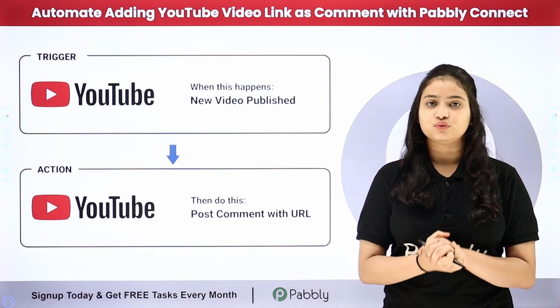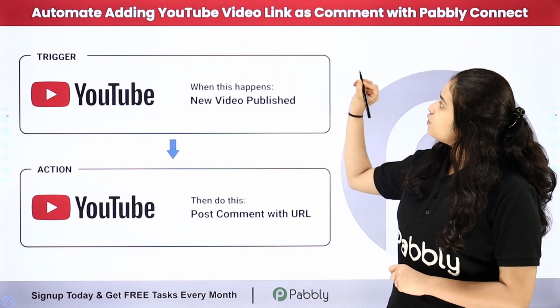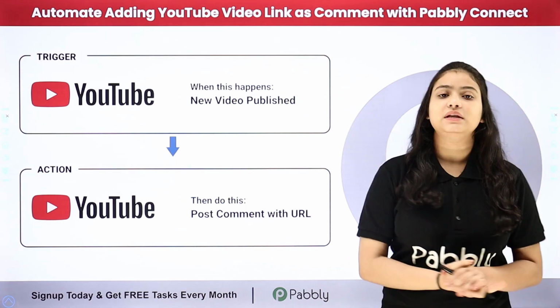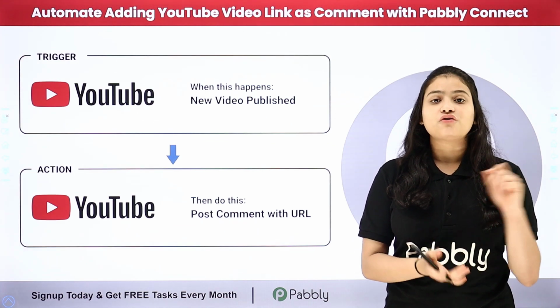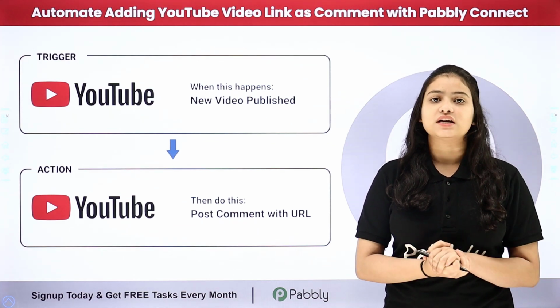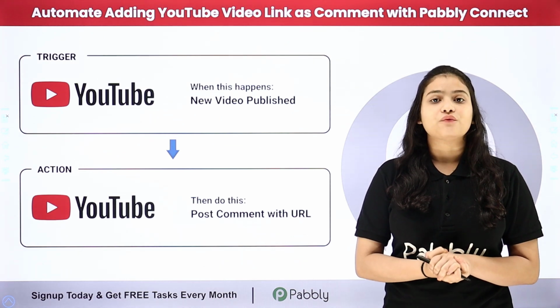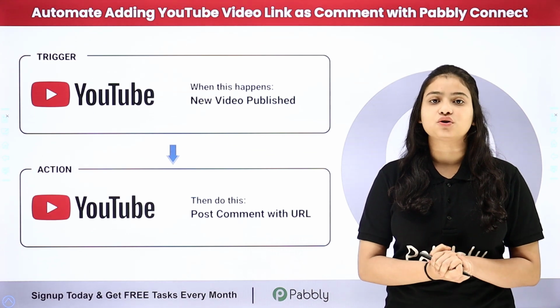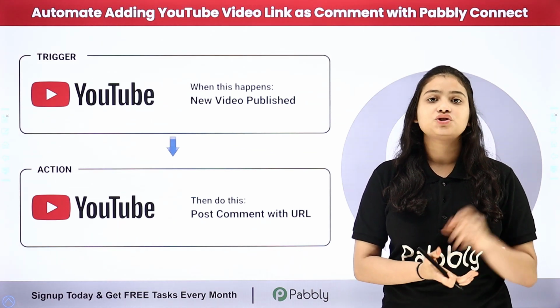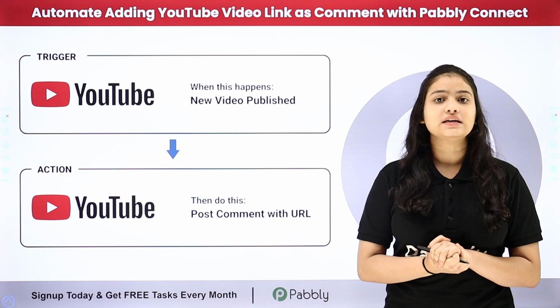In this video, we are going to learn how to automate adding YouTube video link as comment with Pabbly Connect. So I run a YouTube channel where I regularly upload new videos. Now for each of the videos, I have a related video as well on my same channel. Therefore, I want that whenever I upload a new video on my YouTube channel, then immediately and automatically the related video URL should also be posted as a comment on my same video.